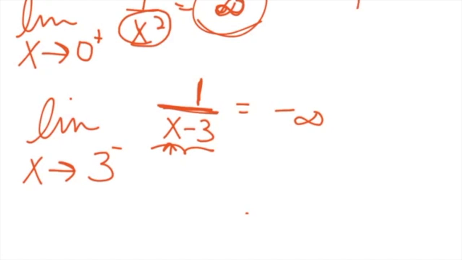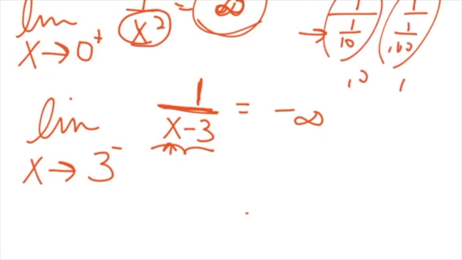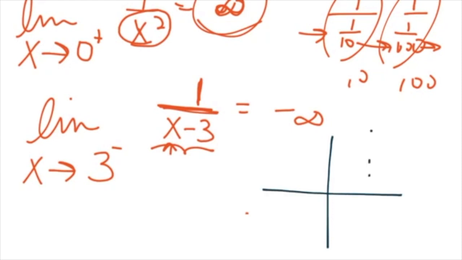Think about it: as x is going to a value in the denominator that's a fraction, like 1/10 or 1 over 100th, this number is 10. This number is 100. So as you see, as the denominator is getting smaller and smaller, the whole value is getting bigger and bigger. That's why it's exploding. The other thing, don't ever forget your good old-fashioned vertical asymptotes, right?